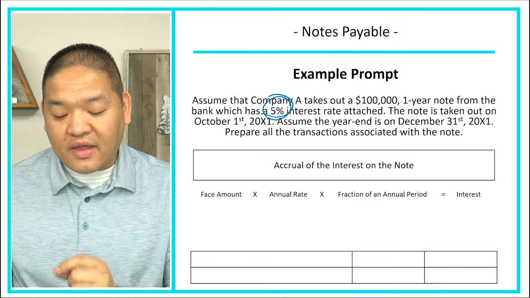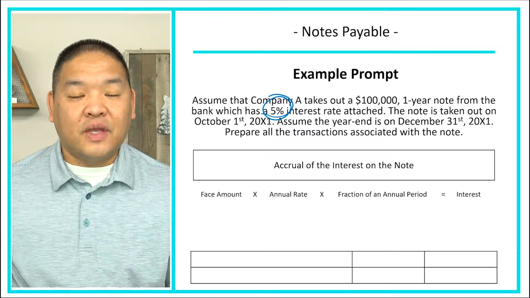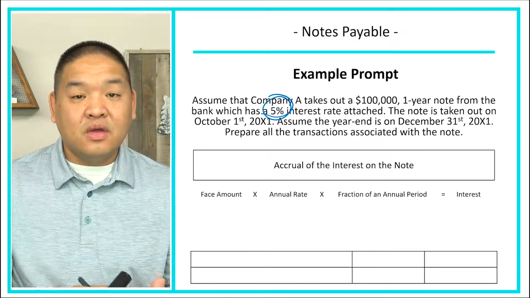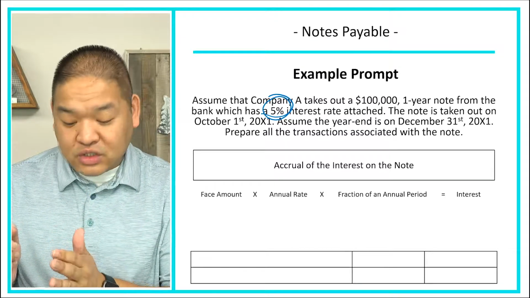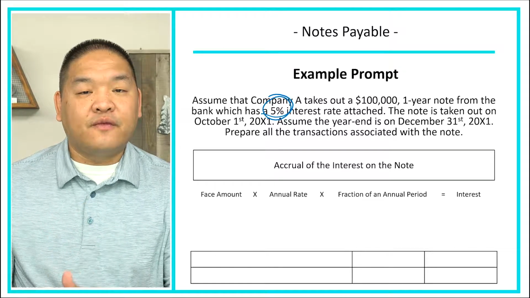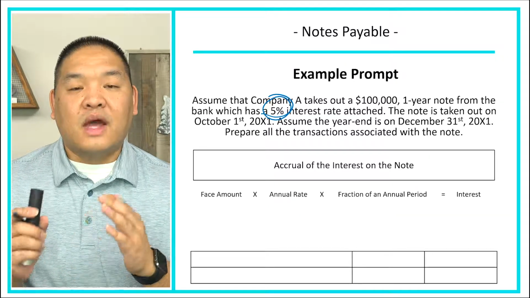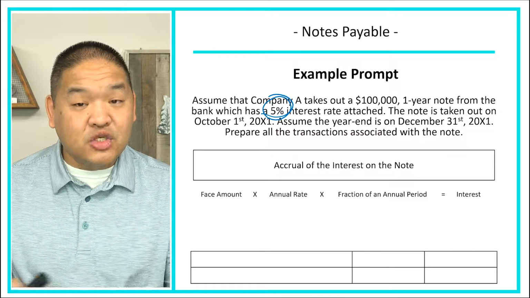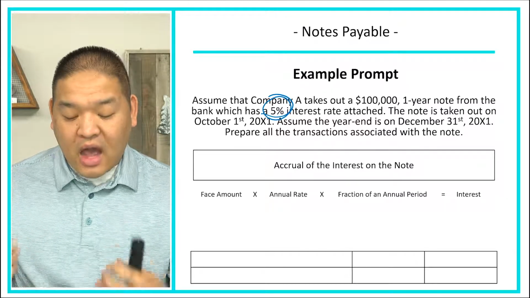And then we're going to multiply that by the fraction of the annual period. Since the rate is annual, we also need the time, which is the fraction of the annual period, to be reflected as a fraction of a year rather than a month. By doing that, we'll get our interest. So let's calculate this out.